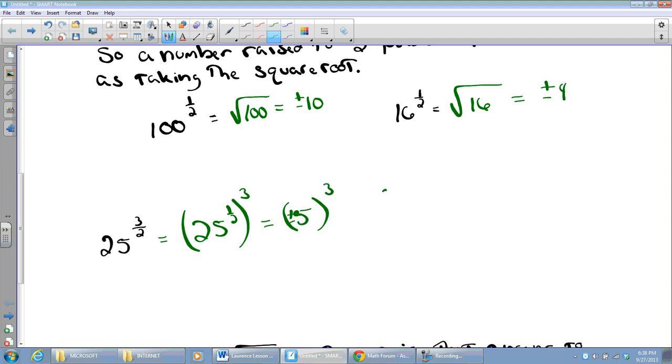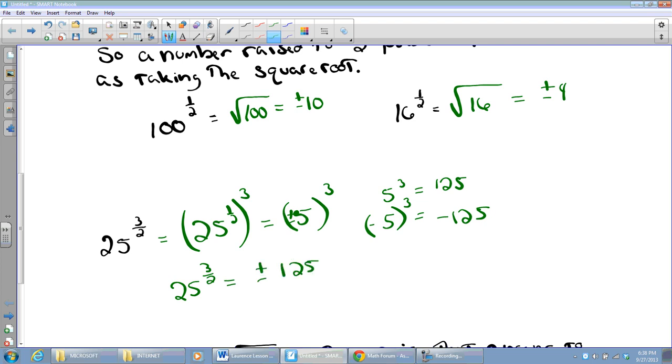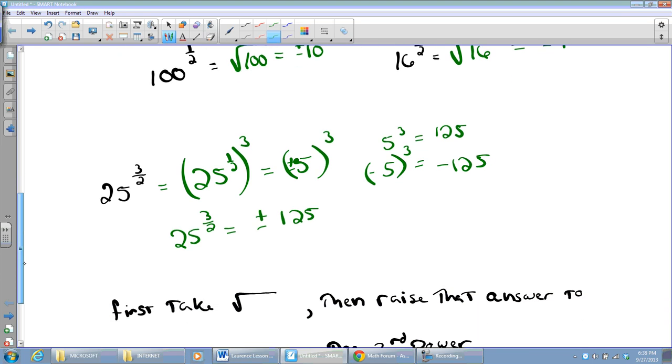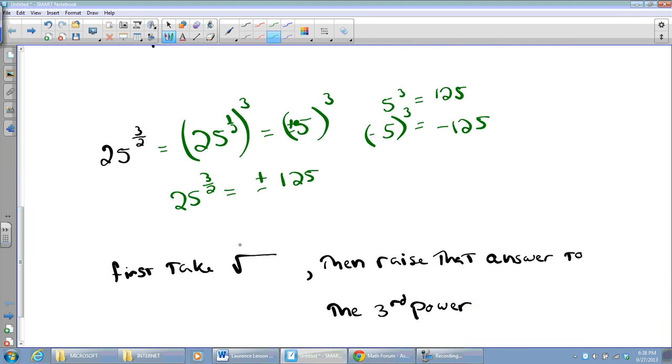And if I cube 5, I get 125. And if I cube negative 5, I get negative 125. So 25 to the 3/2 power is going to equal plus or minus 125. So just to recap what I did there, first take the square root of the number, then raise that answer to the 3rd power. That's for the 3/2 power.